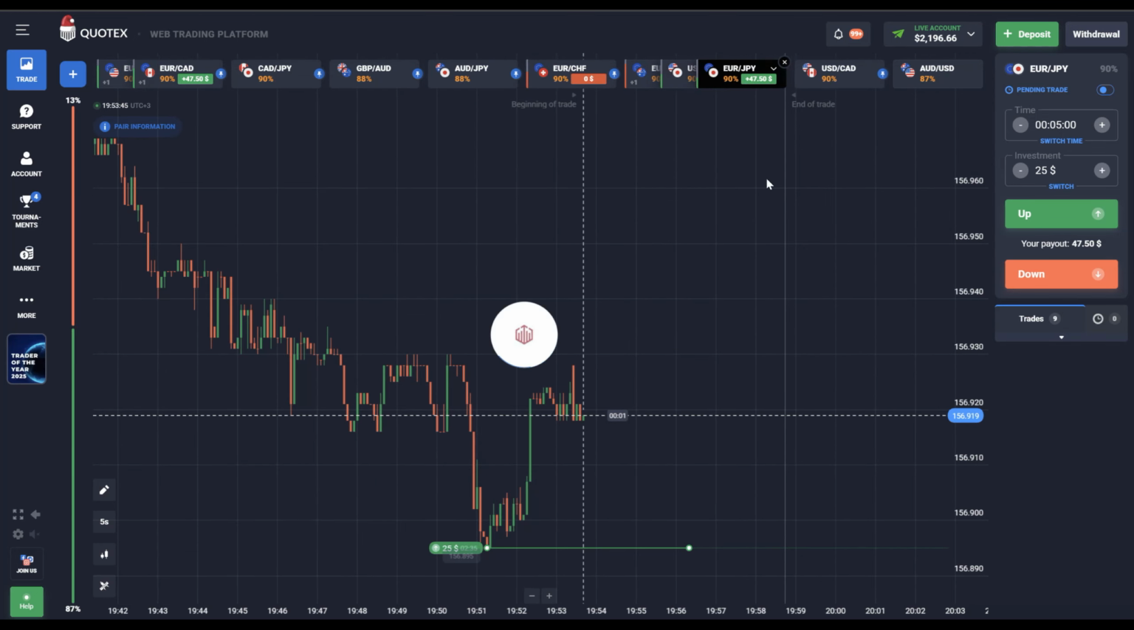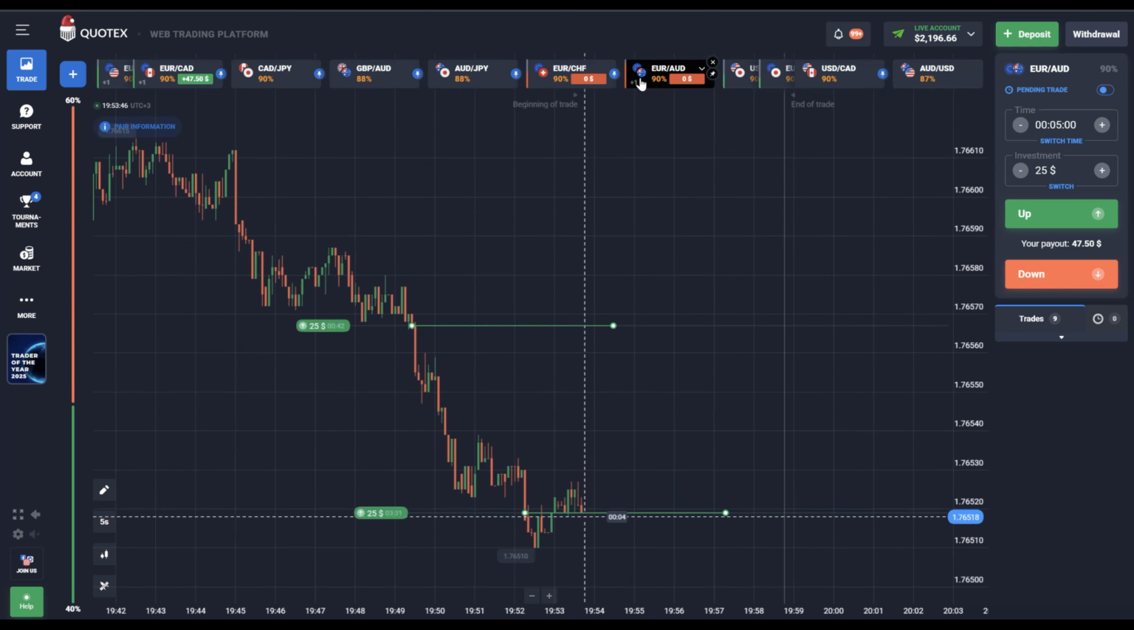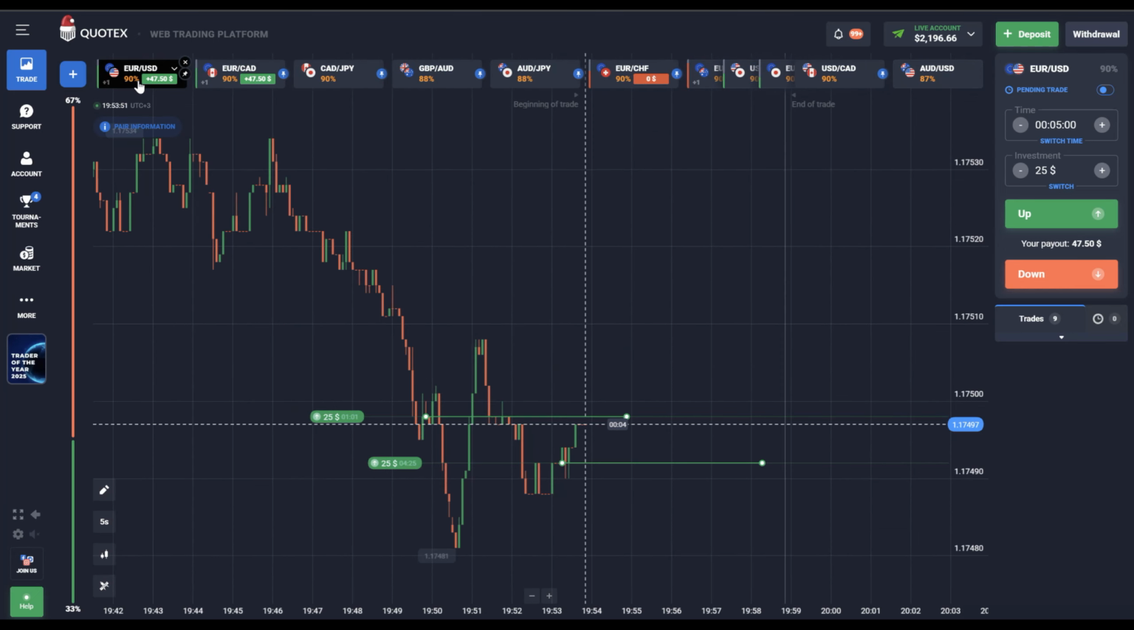We have 9 trades. That's probably enough for this trading session. Let's see how the price behaves.